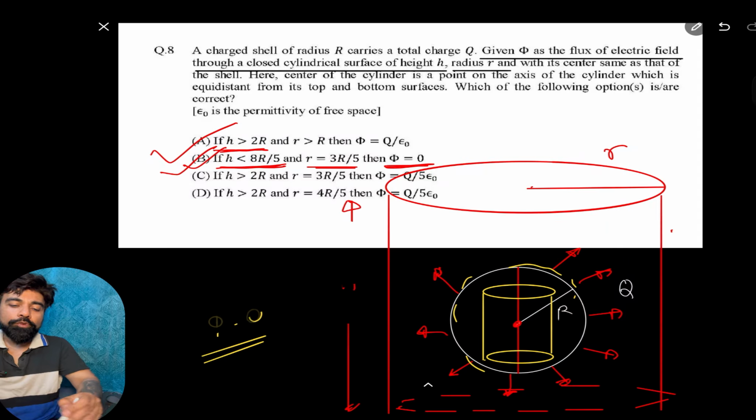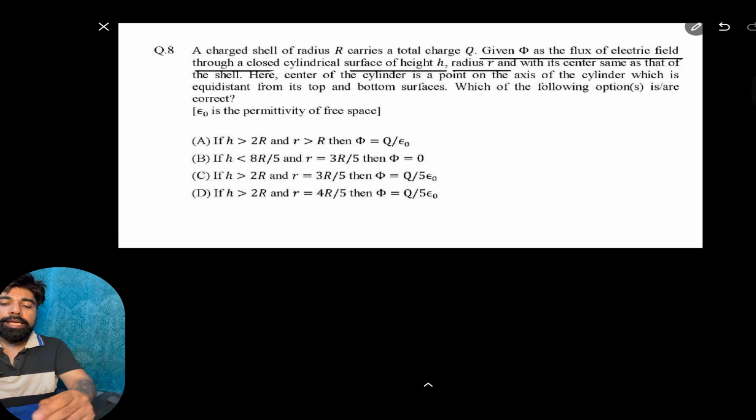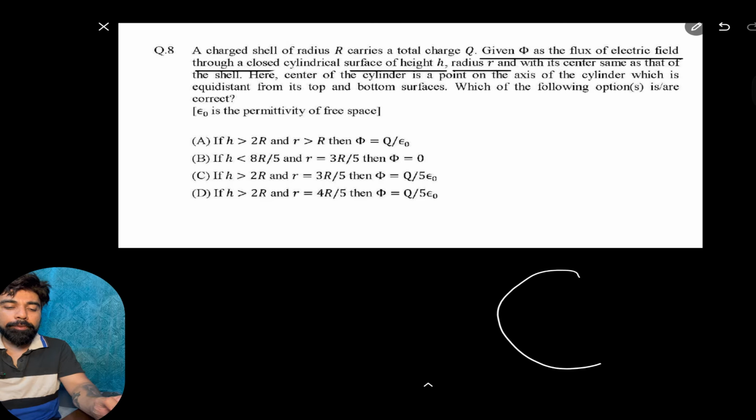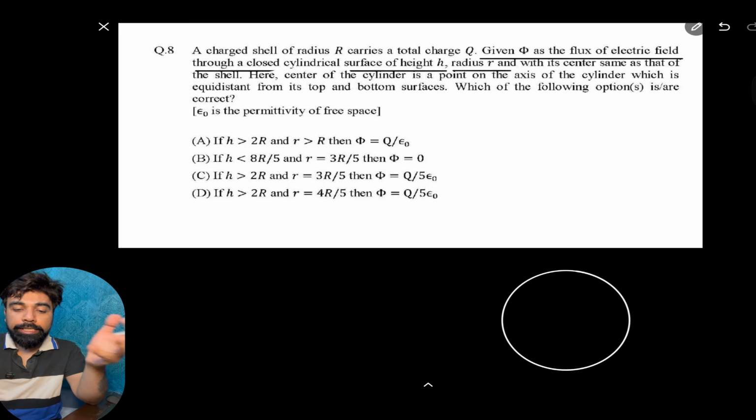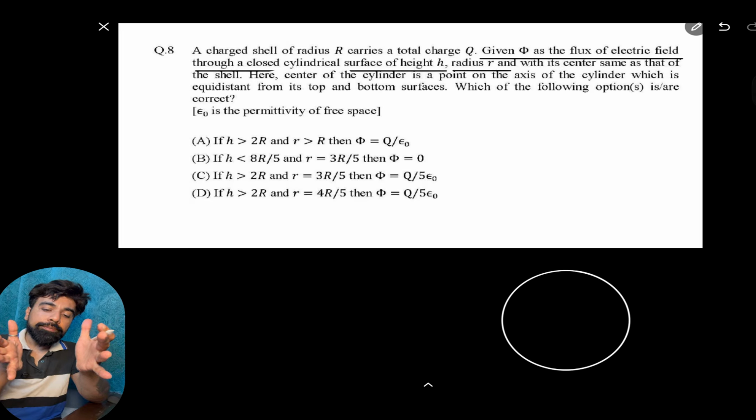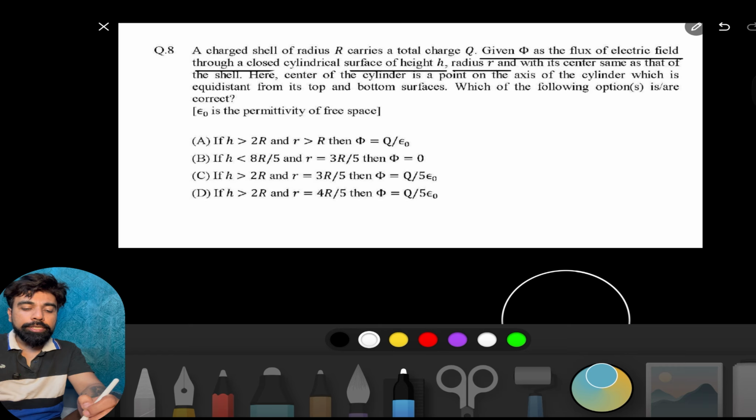Option C is saying, so for this option I have to redraw, so I'll just erase the diagram. Option C is saying that H is now greater than 2r. So I'll draw the sphere. Now, H is not less than 2r, it is greater than 2r. And the radius is 3r by 5. That means the radius is now smaller. It is 3r by 5, it is 0.6r. So how will the cylinder look? The cylinder will look something like this.